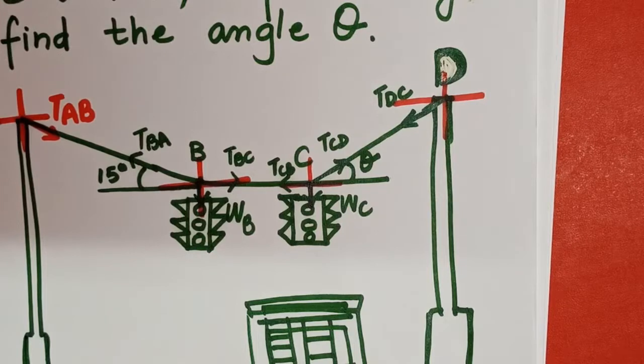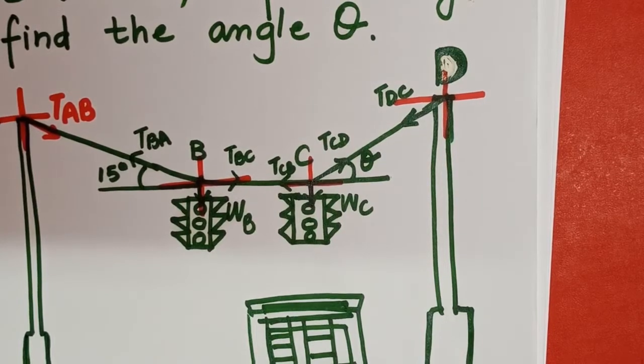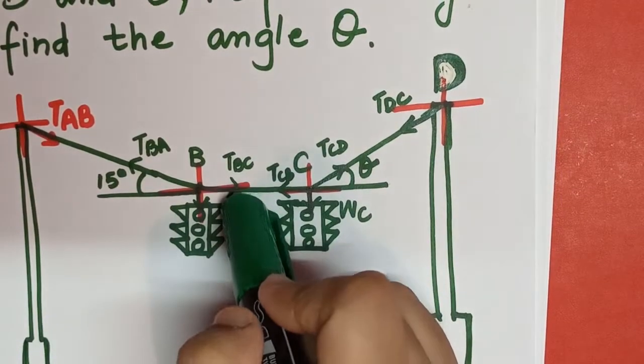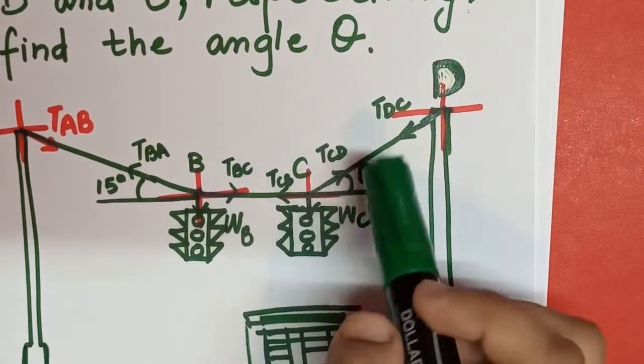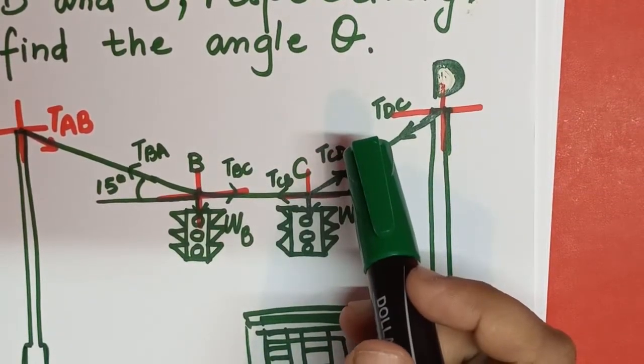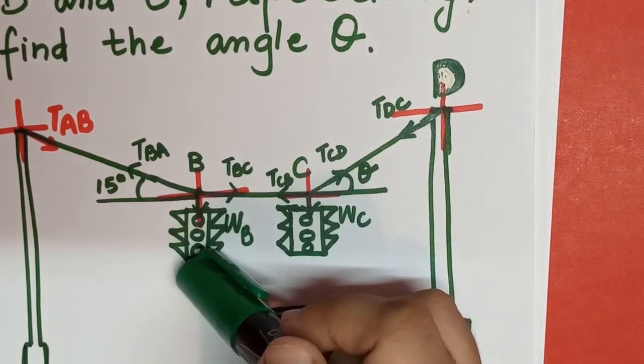So we have to select point B and C. But which point should we select first, point B or point C? If you see, at points B and C there are an equal number of forces. For example, there is tension BC and tension BA, and there is a weight. So there are only three forces here: two tensions and one weight.